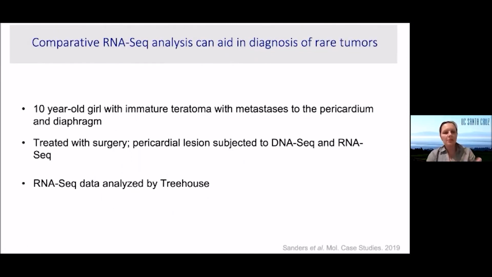So then I will show you 2 cases where this analysis has been useful in the clinical setting. The first case is a case of a 10-year-old girl with immature teratoma with metastases to the pericardium and diaphragm. This was a Stanford patient. She was treated with surgery, and then the pericardial lesion was subjected to DNA sequencing and RNA sequencing. And RNA sequencing was analyzed by us.